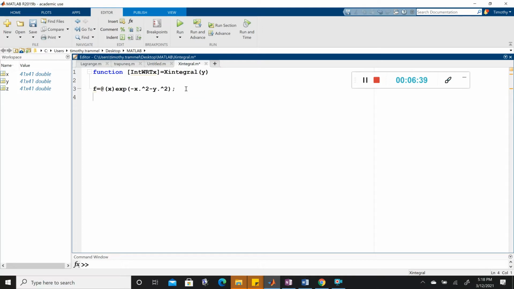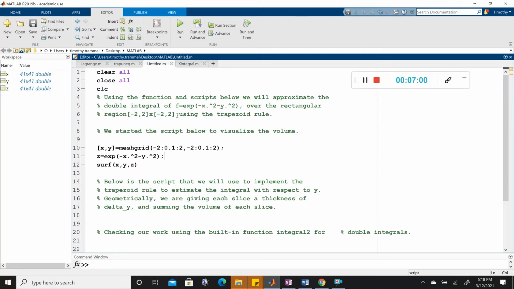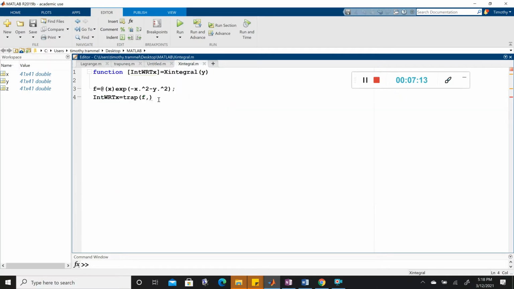And then let's write in what our output, int wrt x, is equal to trap. So we're just going to use the trap function that we built. So trap, the function f, and one thing you might not remember from the picture, but I do have it in here in our script, we're going to try and integrate the function over the region -2 to 2 in the x and then -2 to 2 in the y. So that's a rectangular region that we're integrating over. And so consequently, I'm going to put -2 to 2 here.